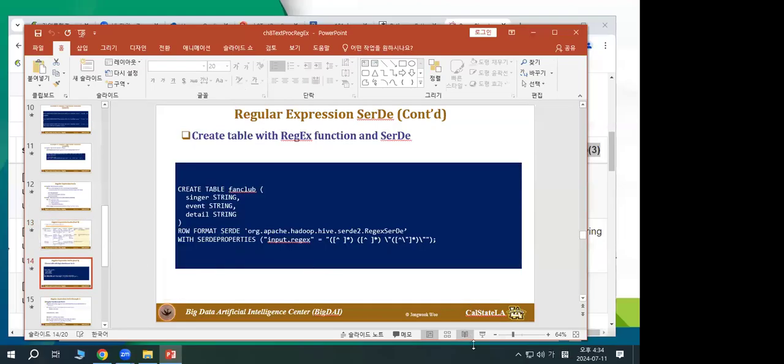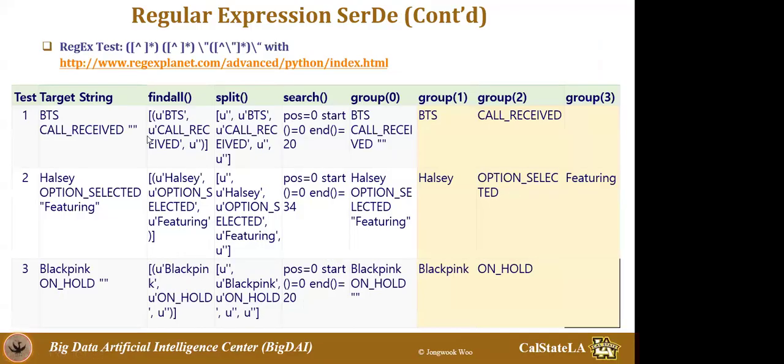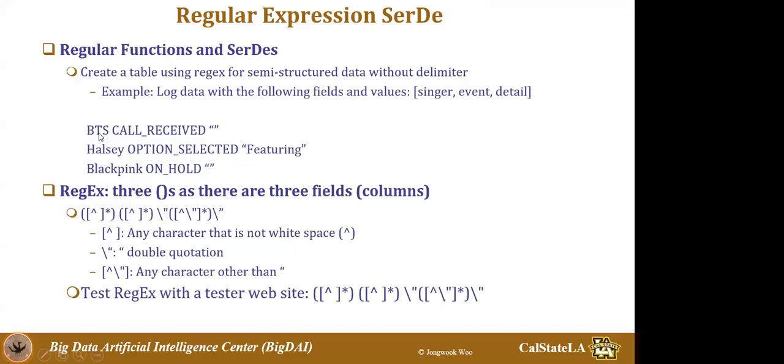Okay, so when you create a table for that kind of data, for example, fan club, you can put 3 fields, singer, event, detail, because your data has a singer, event, and detail.